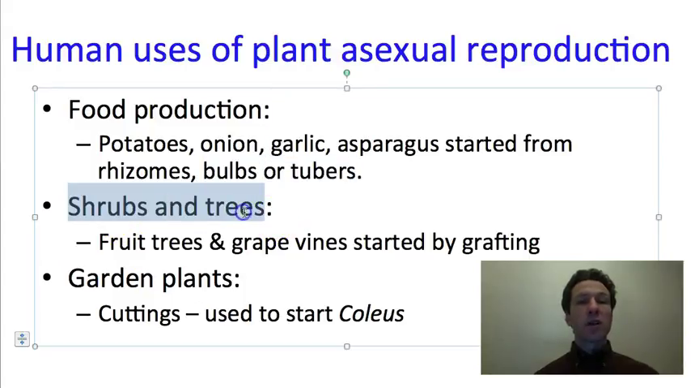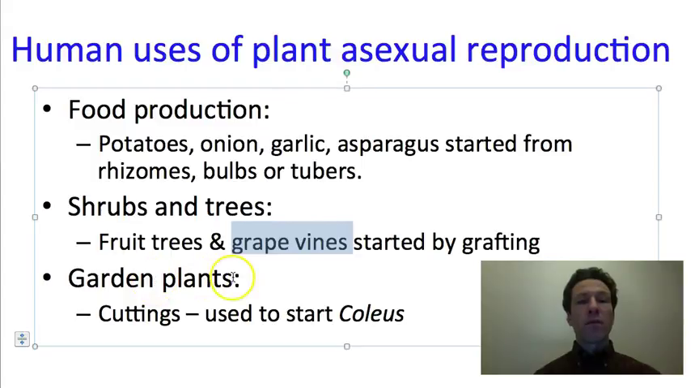For shrubs and trees, then we often start these by grafting, because we often want different roots than we want for the above ground parts. So many of our apple trees and peach or pear trees are grafted, as well as others. We talked about avocado in laboratory, for example. Many grapevines are also started by grafting a stem onto a root. This is still asexual reproduction.